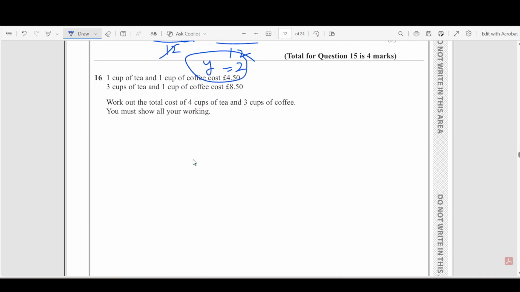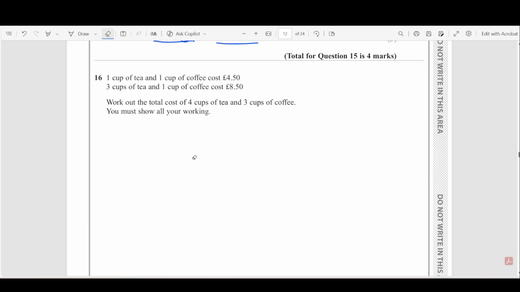Okay. Let me just erase it. Next question is question number 16. We are given the cost of a cup of tea and a cup of coffee, then the cost of 3 cups, and we need to find the total cost of 4 cups of tea and 3 cups of coffee. So let's make the equation. Let's say we represent the cost of 1 cup of tea as T, and for coffee I'm writing C. They are both 1 cup, so their sum is 4.50 pounds.